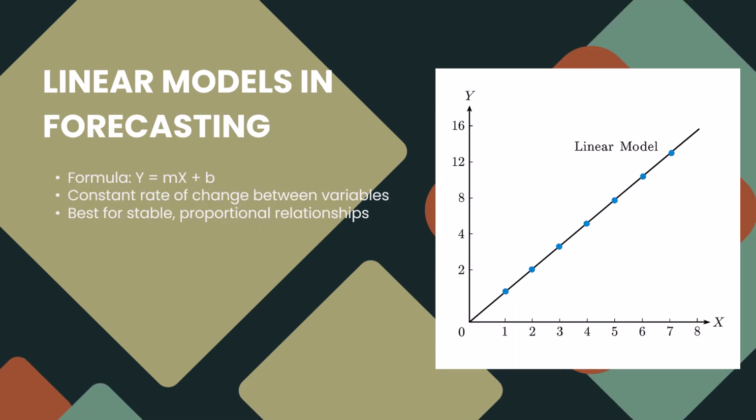The next topic is linear models. In forecasting, linear models assume a constant rate of change. This means that for every 1 unit increase in your independent variable, the dependent variable increases by a set amount. It is simple, effective, and is often used as a starting point in forecasting. For example, a steady rise in social media impressions might directly lead to a steady increase in brand recall.